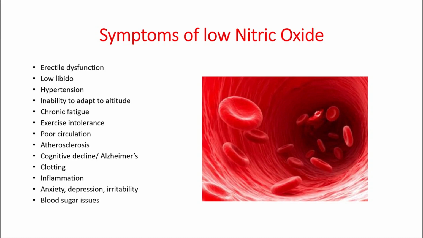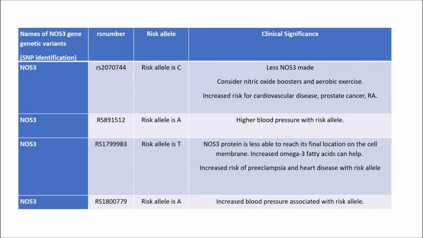Cognitive decline, Alzheimer's: not getting enough blood to your brain, it's going to decline at a faster rate than it otherwise would. Clotting, inflammation, anxiety, depression, irritability. When you don't have enough blood going to your brain, then your brain is going to be unhappy, anxious, depressed, irritable. Blood sugar issues. So all of these can be symptoms of low nitric oxide, which is why we all need to be monitoring nitric oxide levels and doing everything we can to get those nitric oxide levels in an optimal zone.